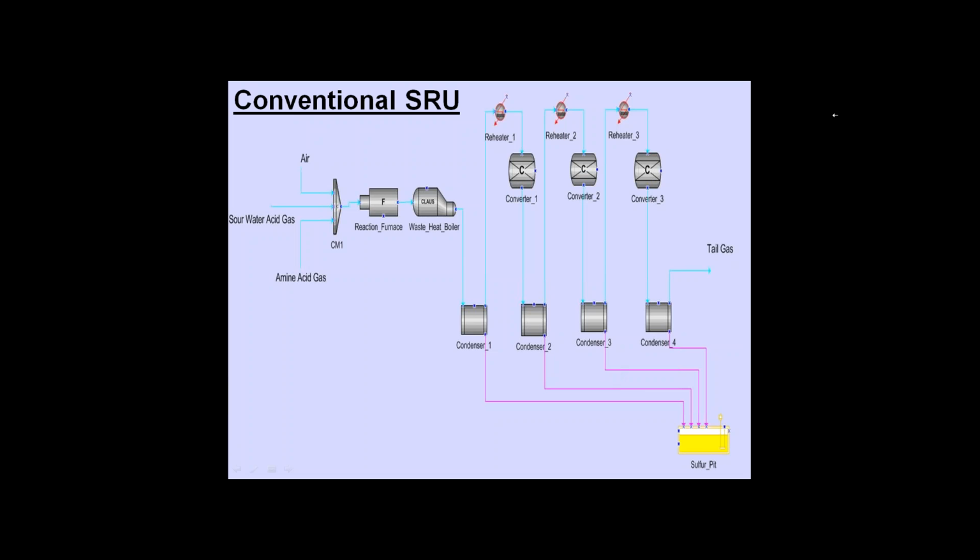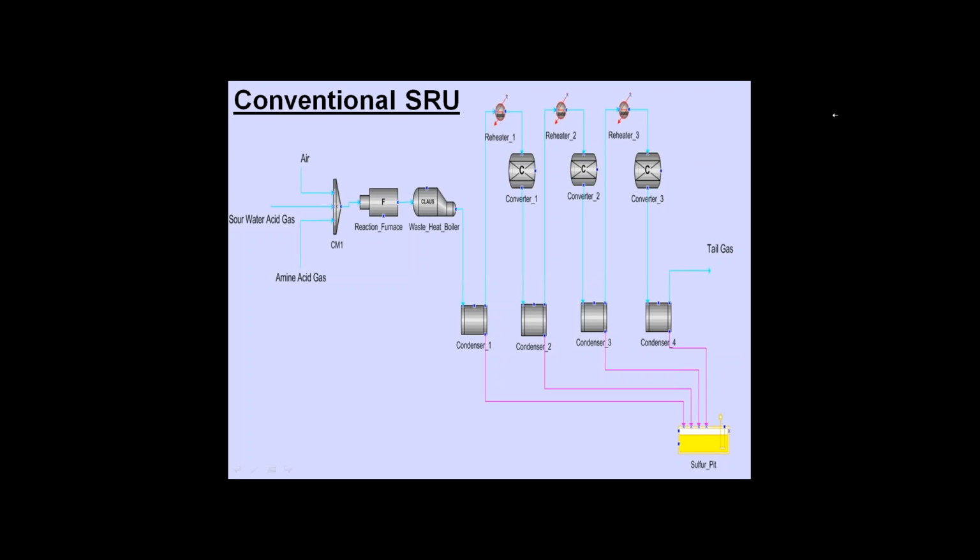Quick schematic here of a conventional SRU. The focus today, and you'll see as we move forward, is that we're going to start at the front end with our upstream units or feed streams to the SRU and talk about the type of things that we could look at or do to enhance the performance potential of our SRU that's experiencing turndown conditions due to a drop-off in H2S quality and/or overall flow.